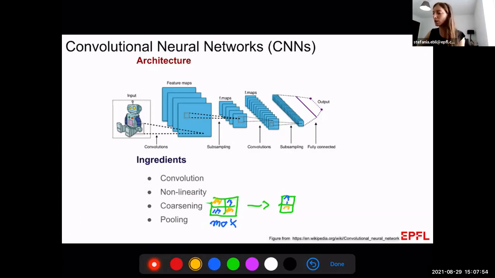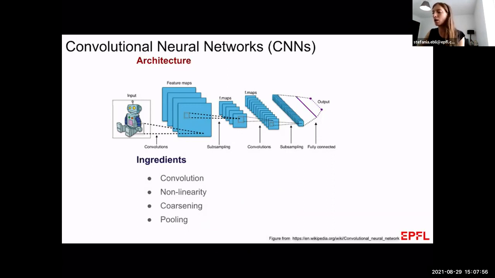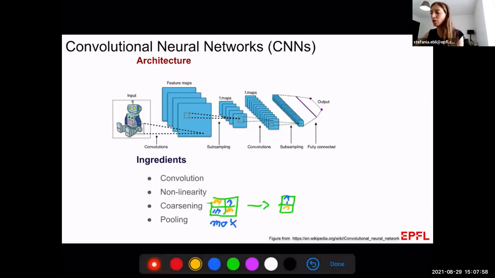Well, in this talk, I won't focus on coarsening and pooling, but I will mainly talk about convolution and how this operation exploits the structure of the space. In particular, I will start by explaining how this convolution exploits the structure of an image, and then we will see how it does it for graphs and simplicial complexes.